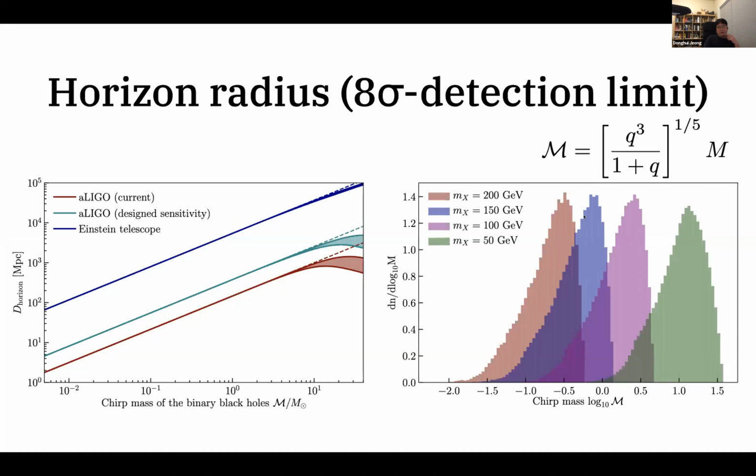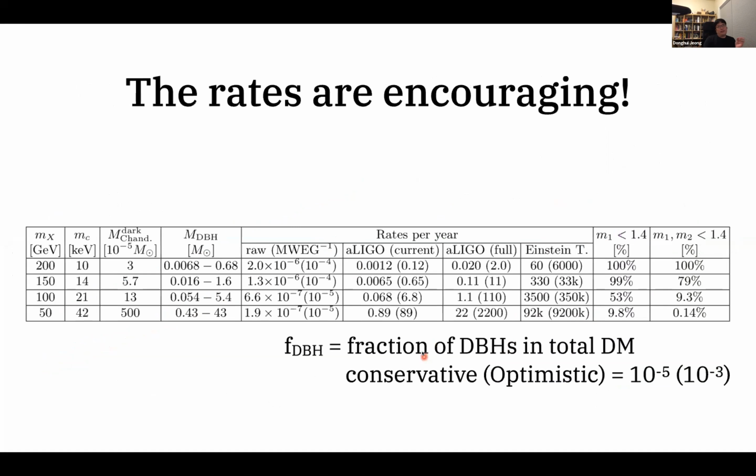Okay, and that is the distribution of chirp mass, and we also calculated the rate at which we detect those black hole binaries. For the fully upgraded Advanced LIGO, we expect to have 1 to 10 events of those. So those are quite encouraging.